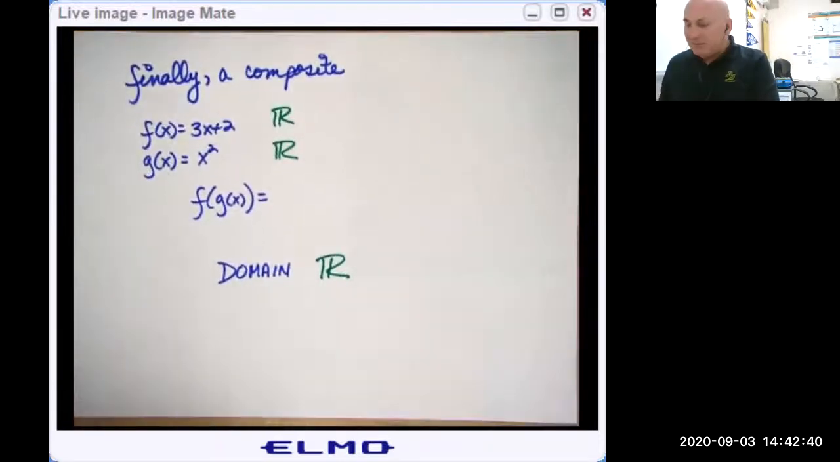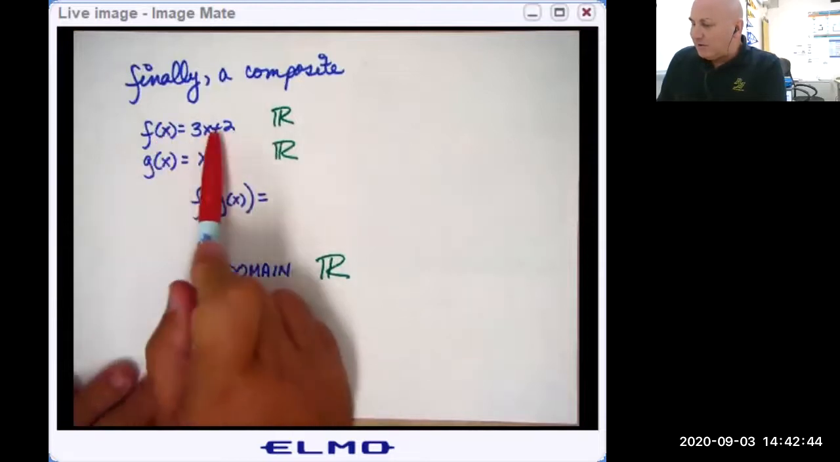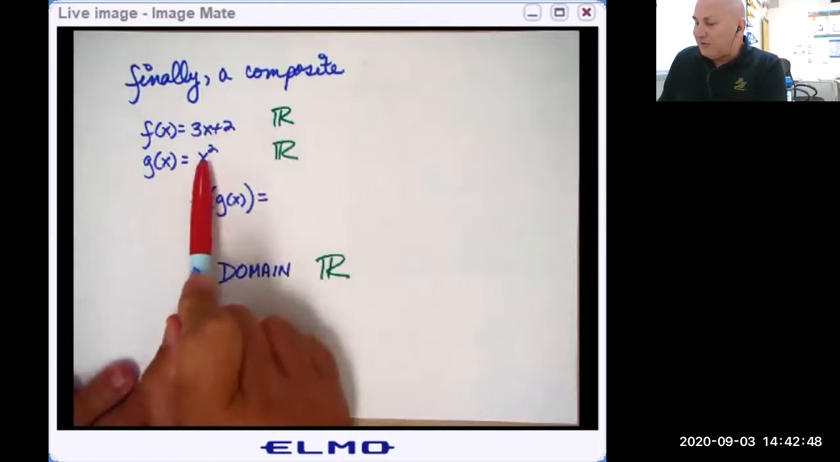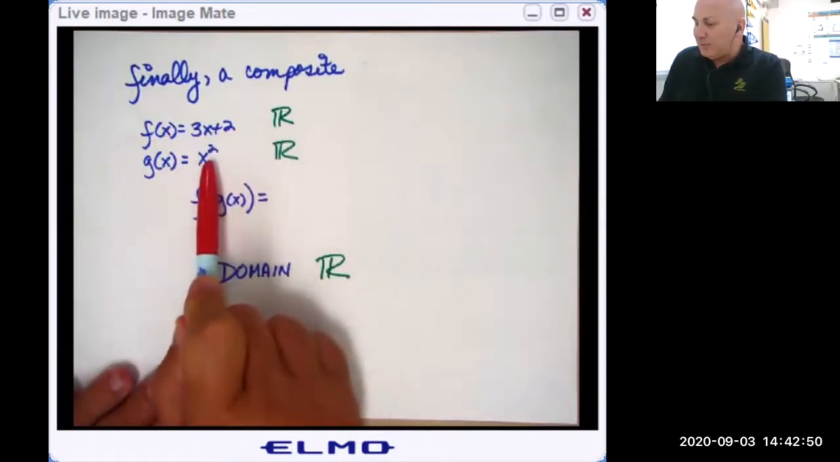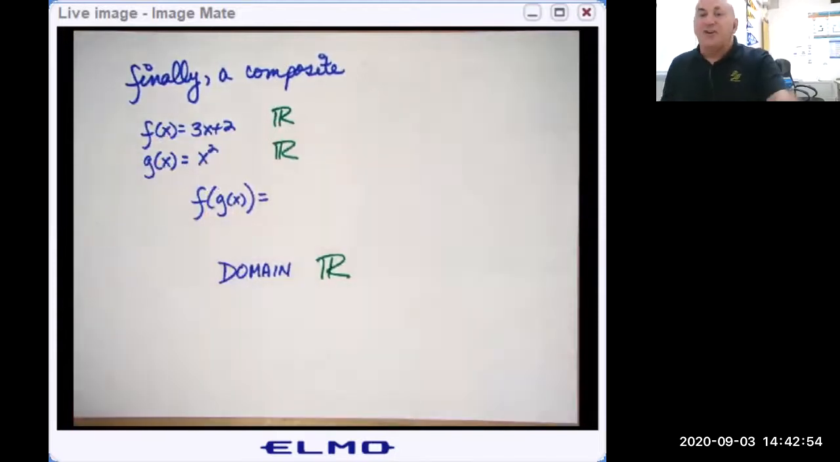Here's a simple one. The domain of f of g of x, well, if f of x is all real numbers, because it's a polynomial, g of x is all real numbers because it's a polynomial, f of g of x is all real numbers, done. That's easy.